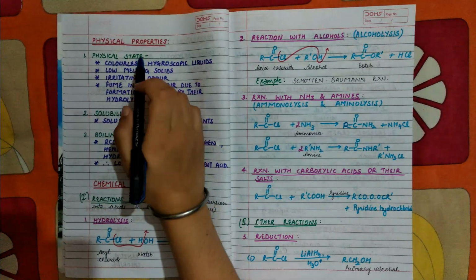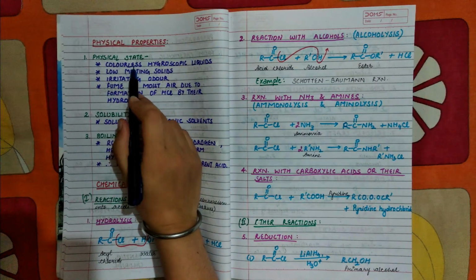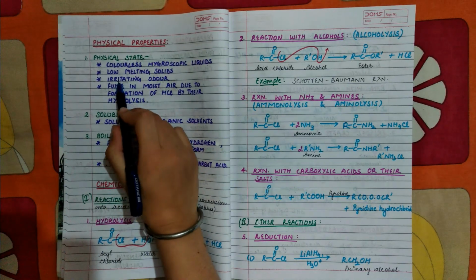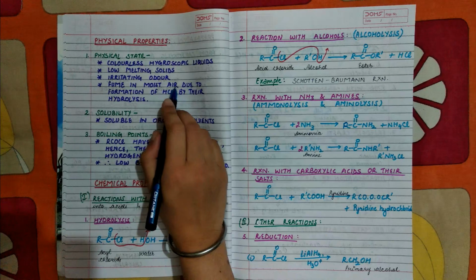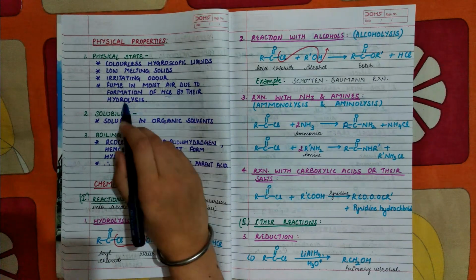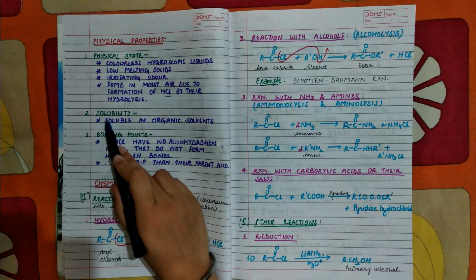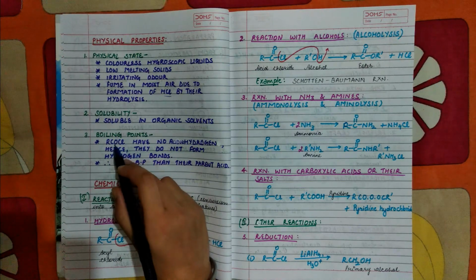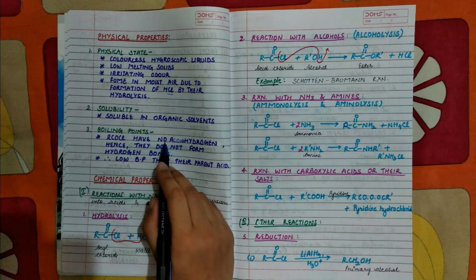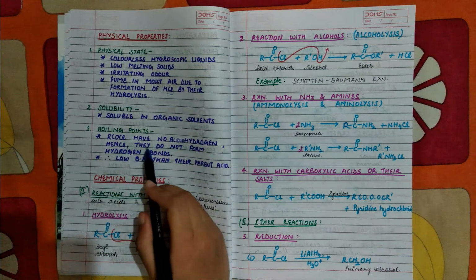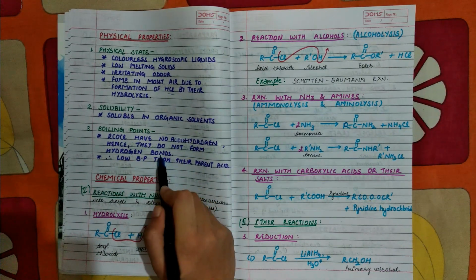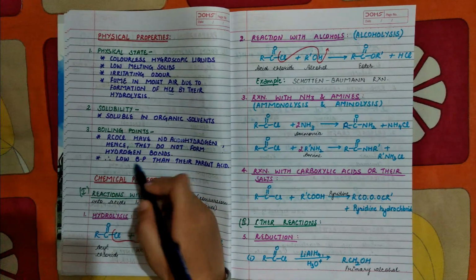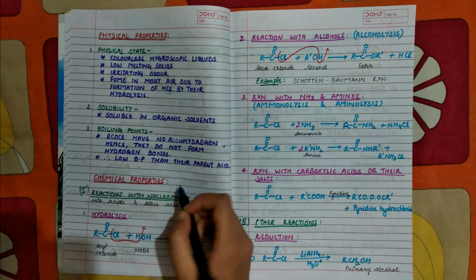Now we have physical properties. Physical state, first of all. They are colorless hygroscopic liquids. They are low melting solids with an irritating odor, and fume in moist air due to formation of HCl by their hydrolysis. Solubility: they are soluble in organic solvents because like dissolves like. Boiling points: chlorides have no acidic hydrogen, hence they do not form hydrogen bonds. Therefore, they have a lower boiling point than their parent acids from which they are formed.